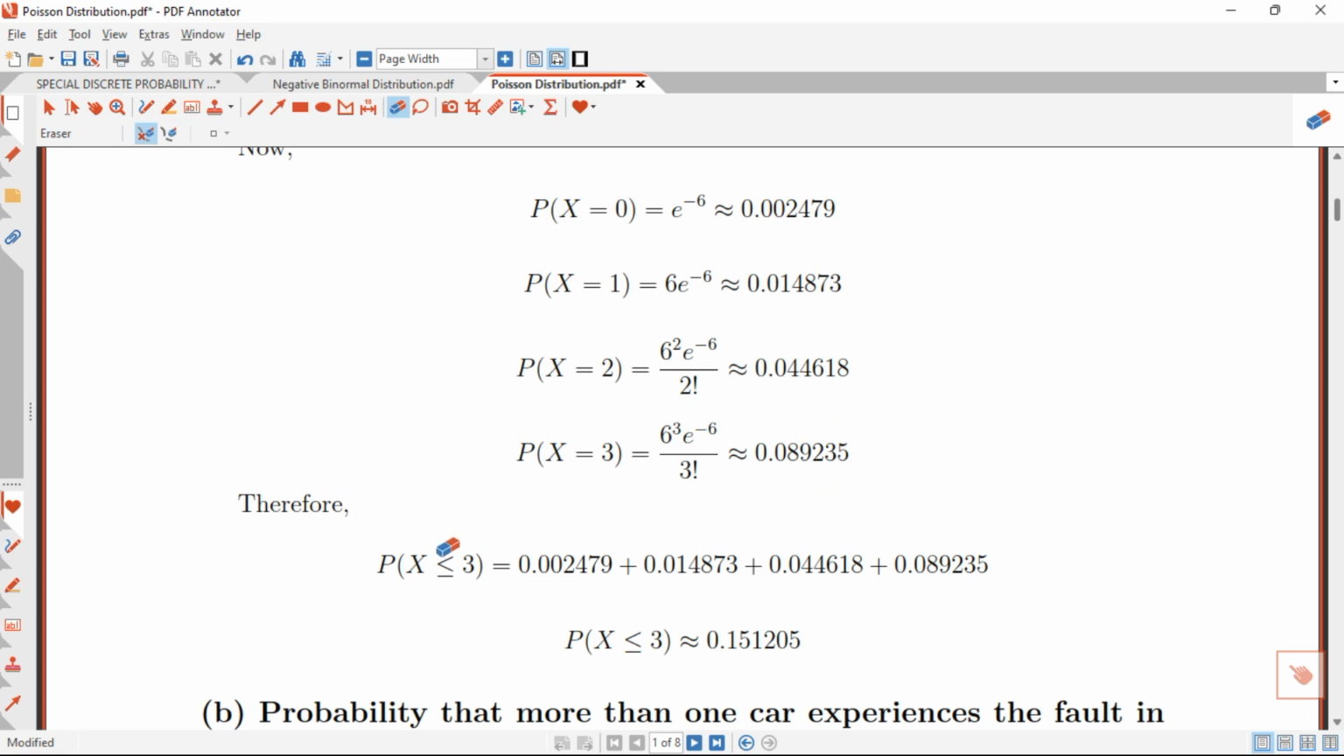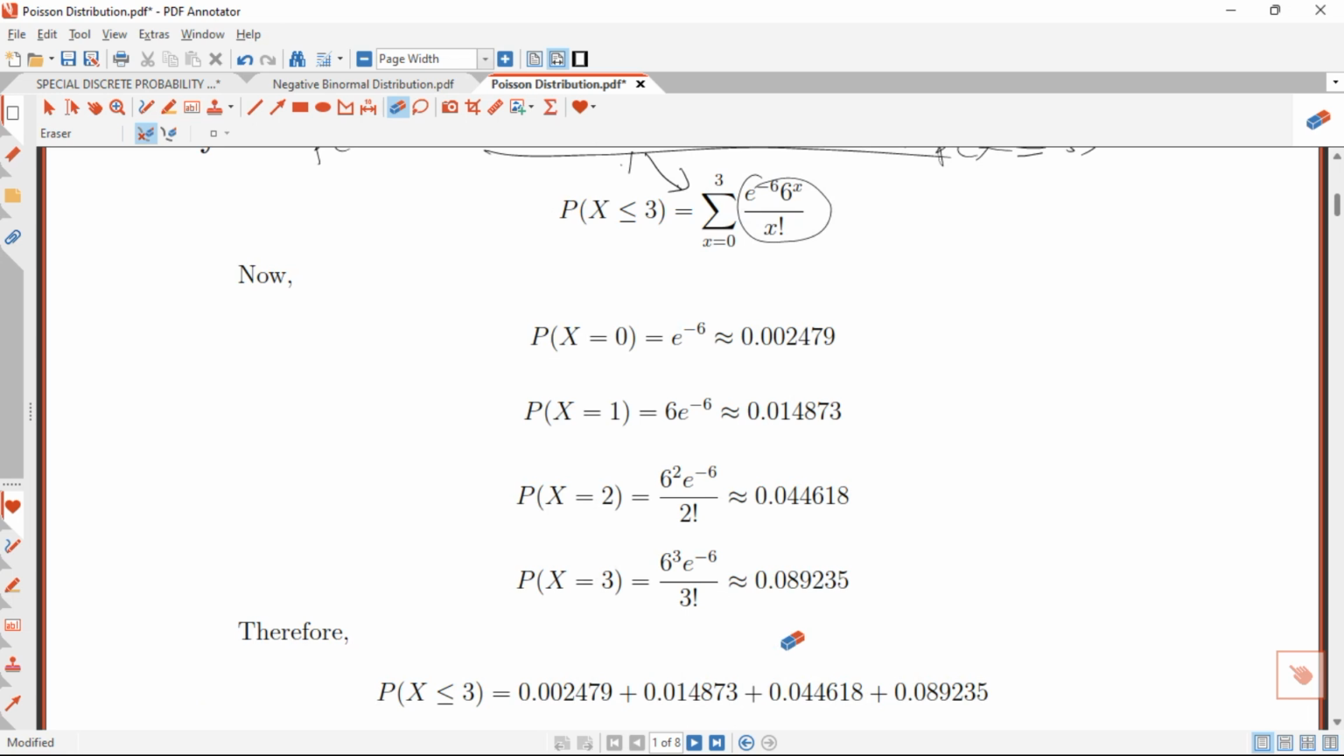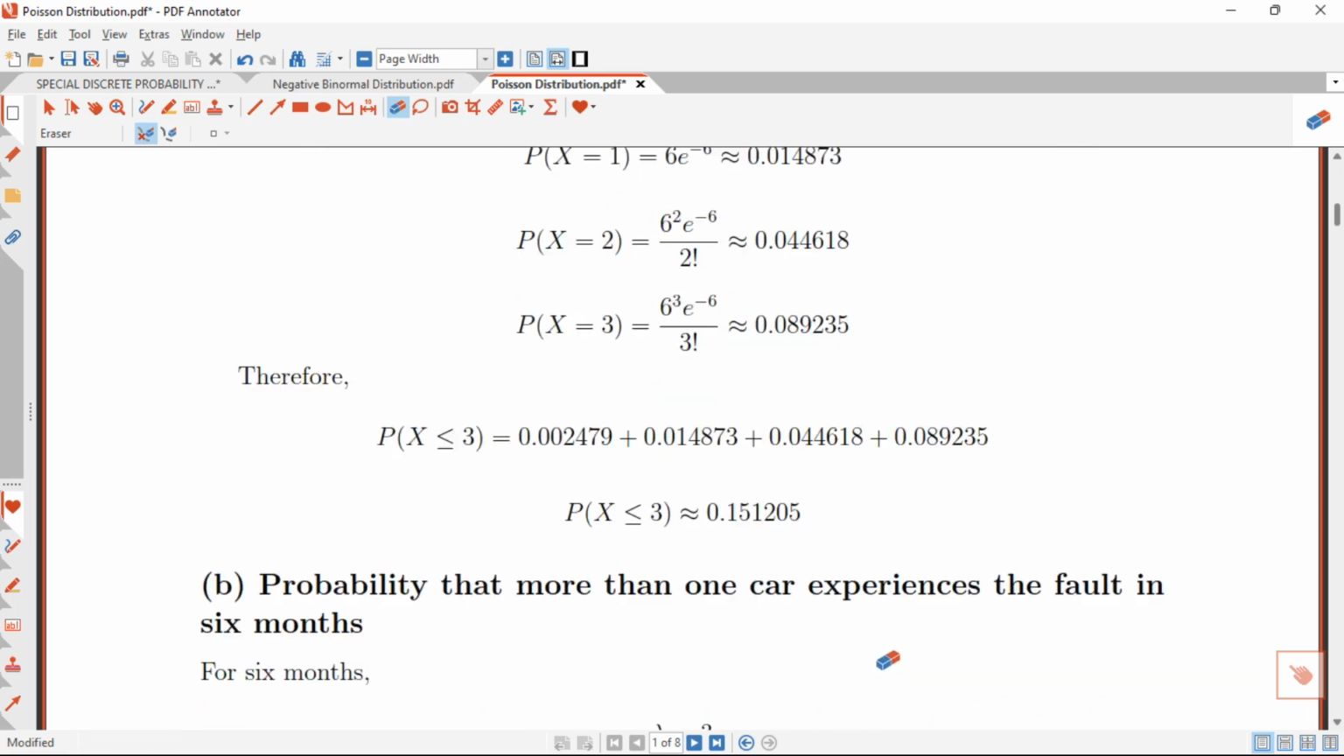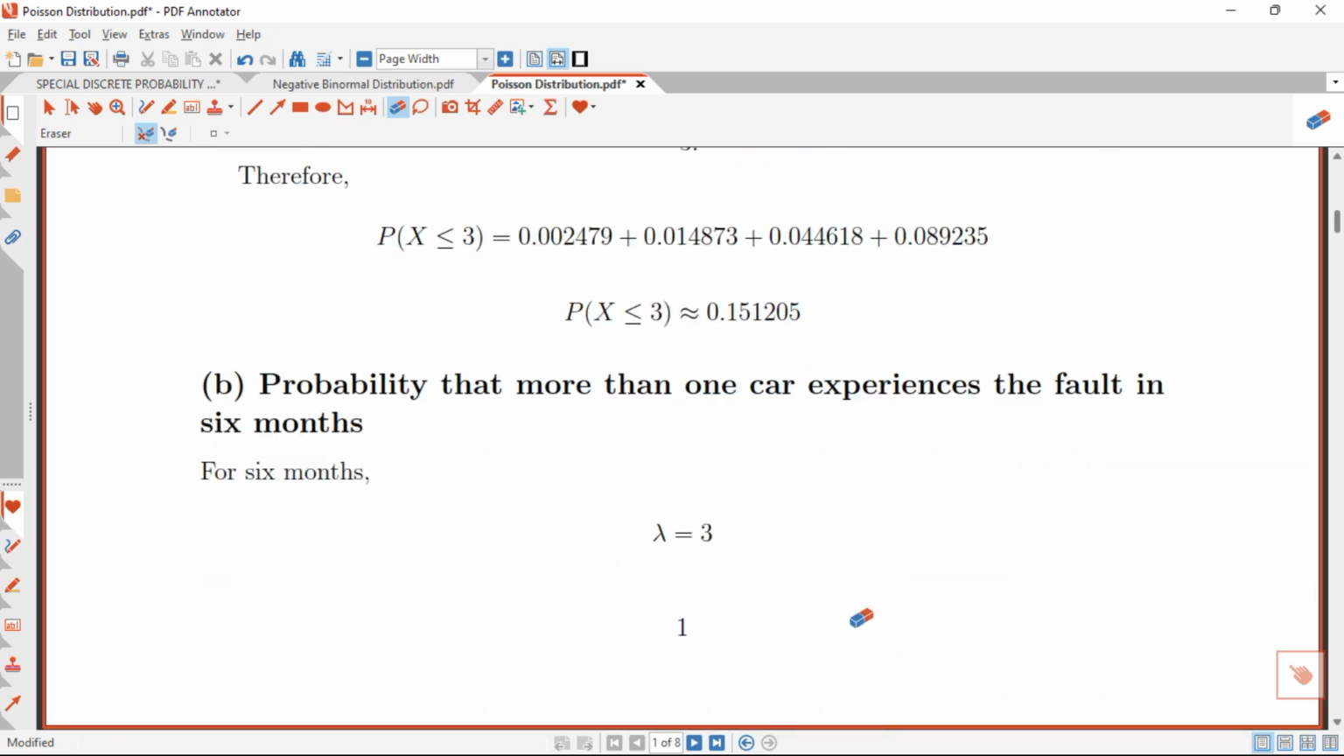So for us to get the probability that x is less than or equal to 3, we are going to sum all the probabilities we have here, and then we get 0.15105 as our final answer. Here we are just substituting 0, 1, 2 and 3 to get the probabilities. So don't get yourself confused.